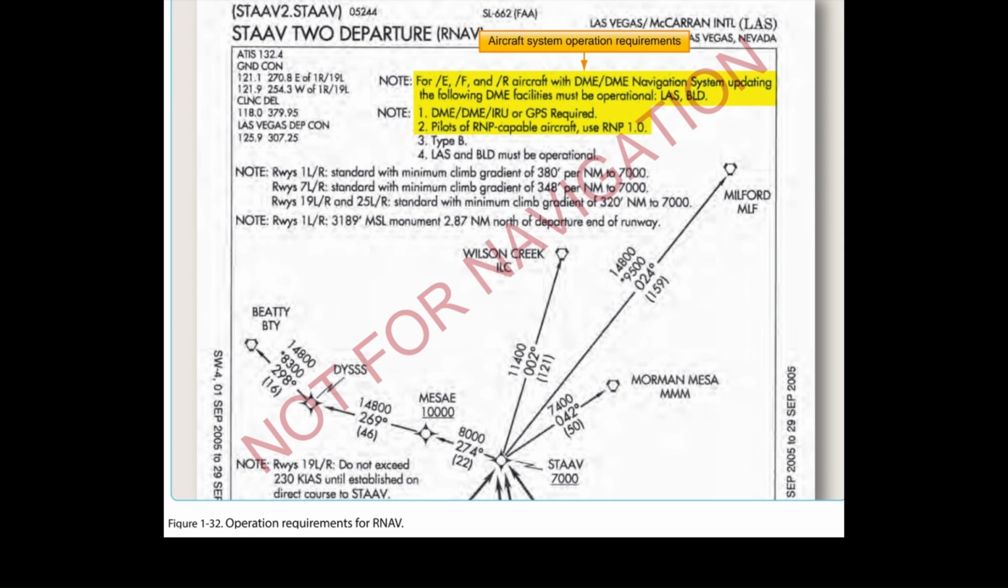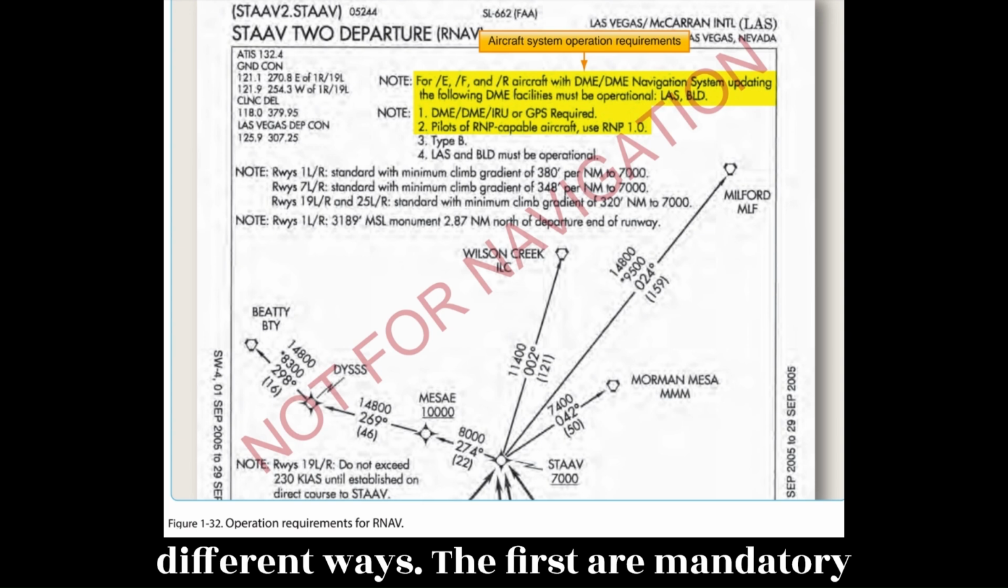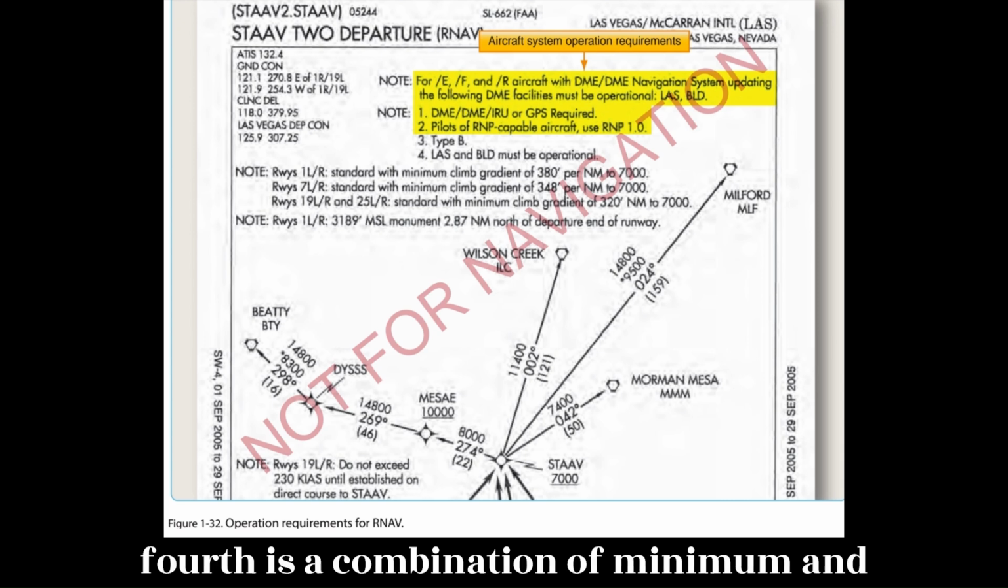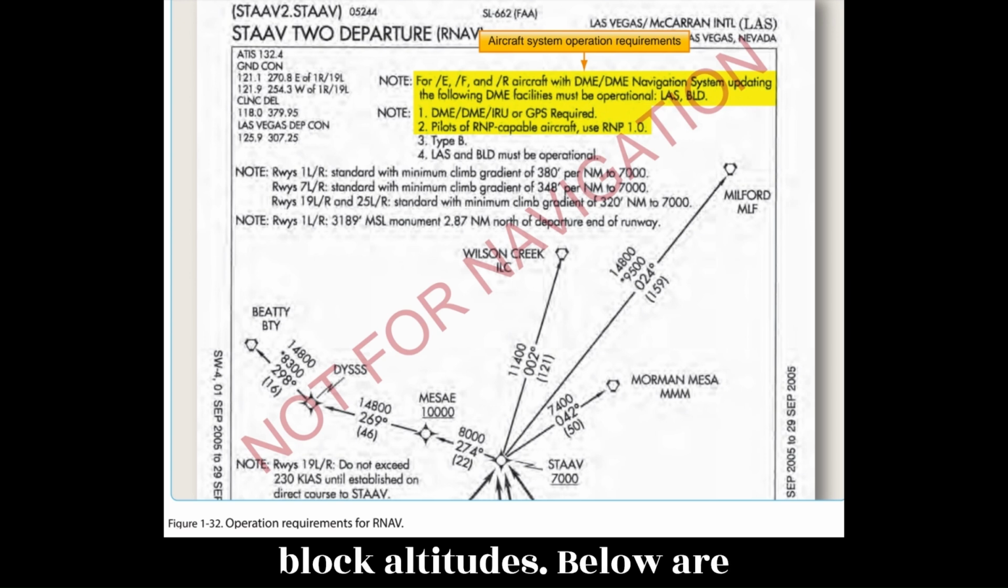SID altitudes. SID altitudes can be charted in four different ways. The first are mandatory altitudes, the second, minimum altitudes, the third, maximum altitudes, and the fourth is a combination of minimum and maximum altitudes, also referred to as block altitudes. Below are examples of how each will be shown on a SID chart.